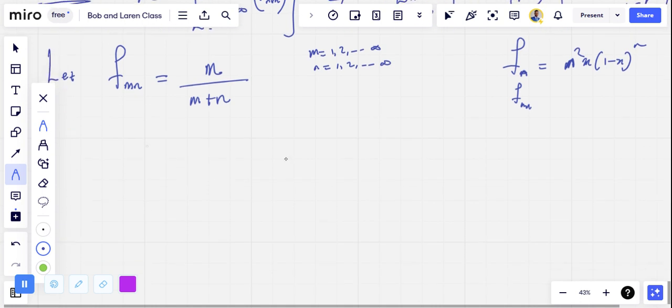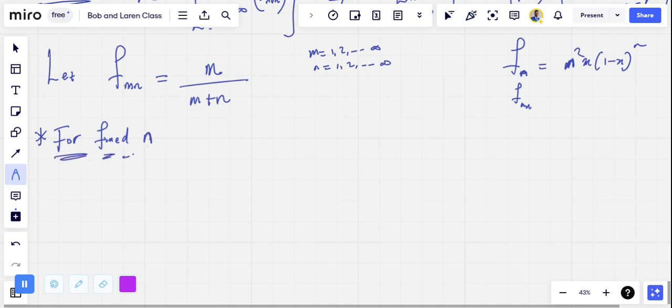If you are given a double sequence of this format, what do you do? Whatever you have to do now is to take it one after the other. So let me say, for fixed n, let's take n to be fixed first.